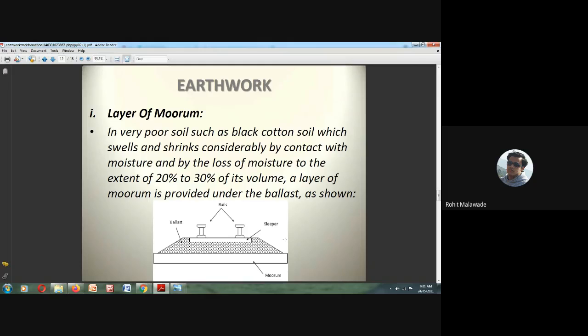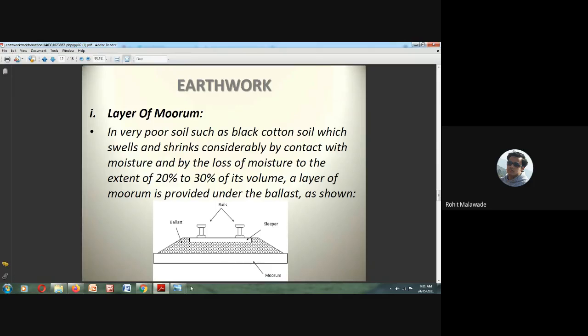Now we will see how we can add different things, such as cement grouting. First, the layer of muram. In a very poor soil such as black cotton soil, which swells and shrinks considerably by contact with moisture, a layer of muram is provided under the ballast. Here, if we get the black soil, we should add the muram.